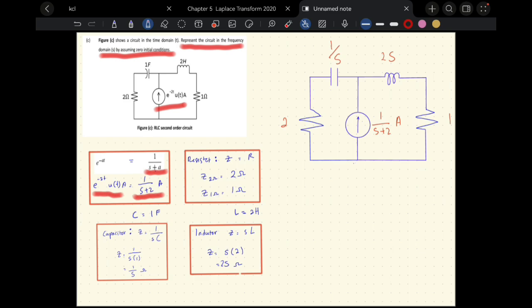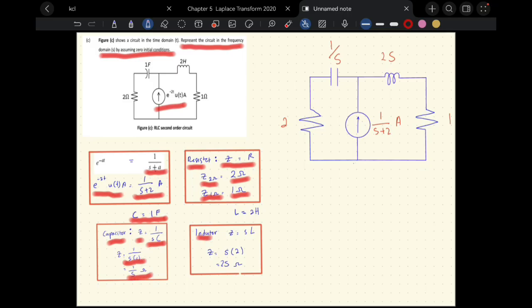For a resistor, the impedance is Z equal to R. So Z for 2 ohm is 2 ohm, and for 1 ohm it will be 1 ohm. For a capacitor, the impedance is 1 over SC. The capacitor here is 1 farad, so 1 over S times 1 is 1 over S ohm.